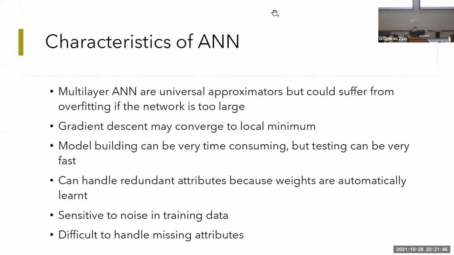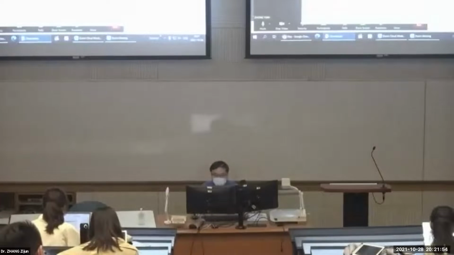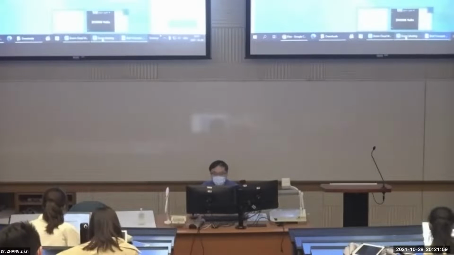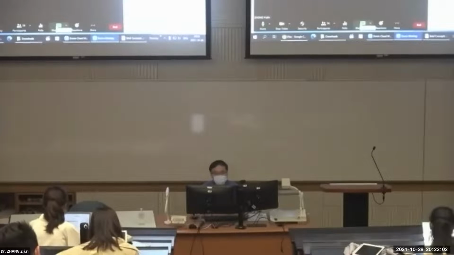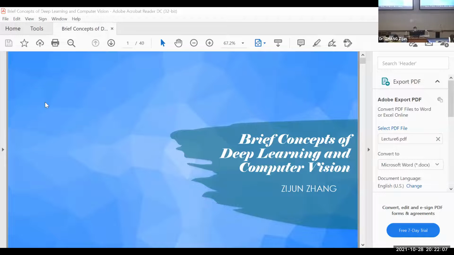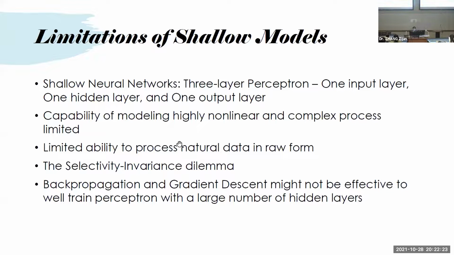All right, so I finish the slides of lecture 5. Then let's go to lecture 6. We won't really touch the deep learning theory, but we will go through some deep learning concepts to help you get some sense of the future if you have the chance to take deep learning classes next semester. Brief concept of deep learning and computer vision.